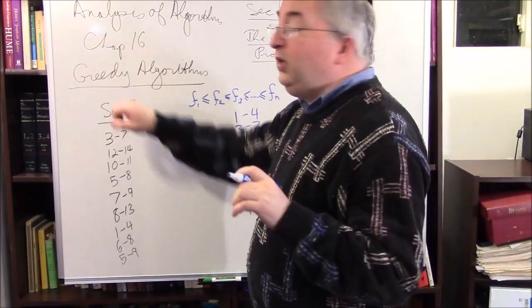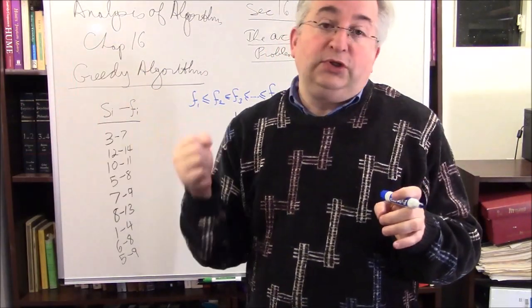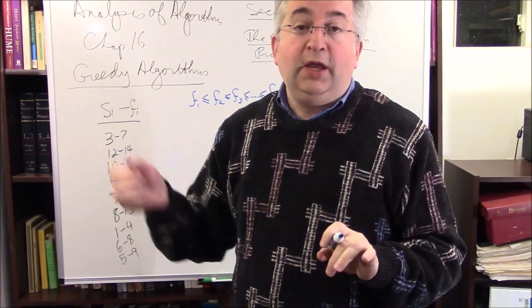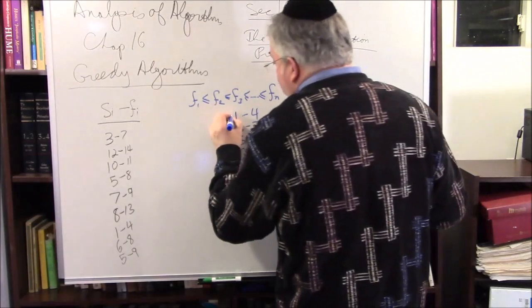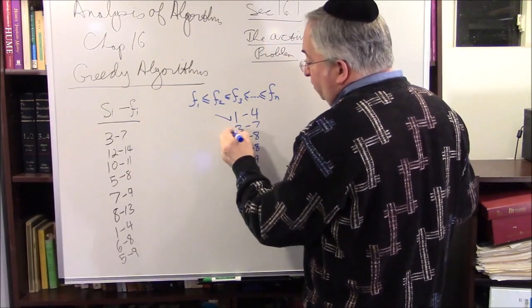This is where the word greedy comes from. What does greedy mean? You grab what you can, don't worry about the future. The future will be okay. This is what greedy algorithms are all about. So let's go through it. You're going to grab 1 through 4. If you grab 1 through 4, you're not going to be able to do 3 through 7.